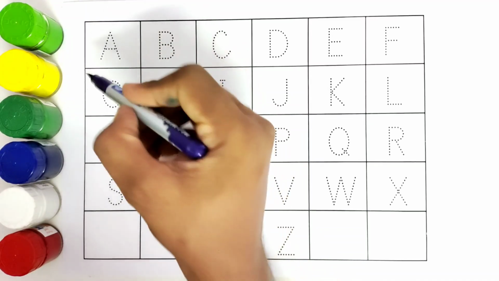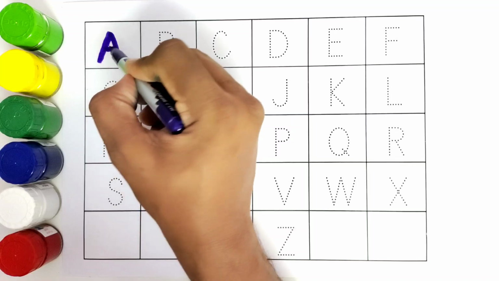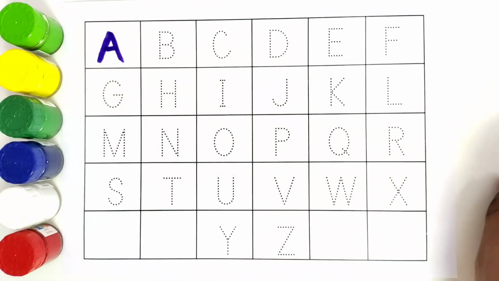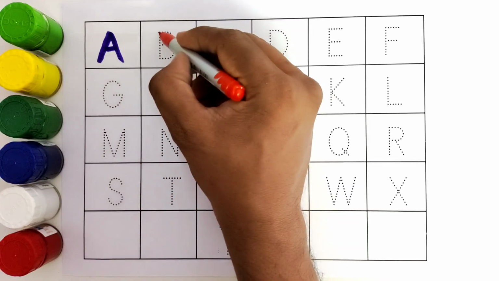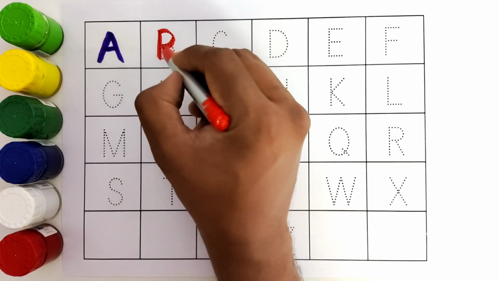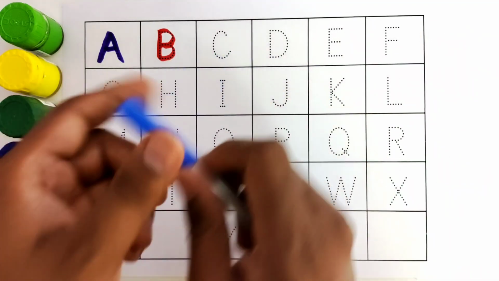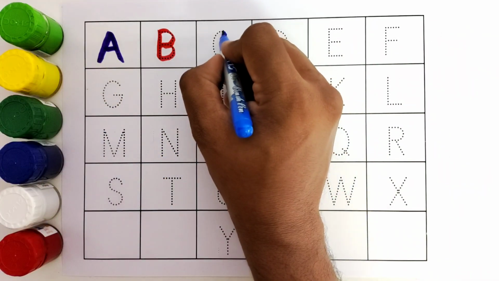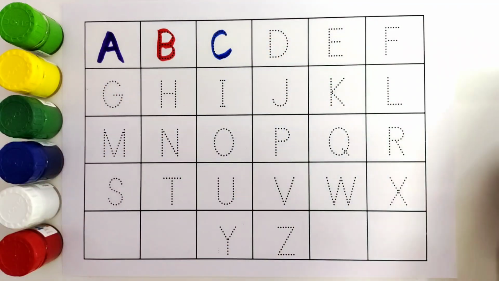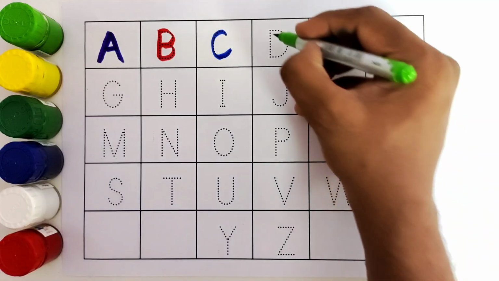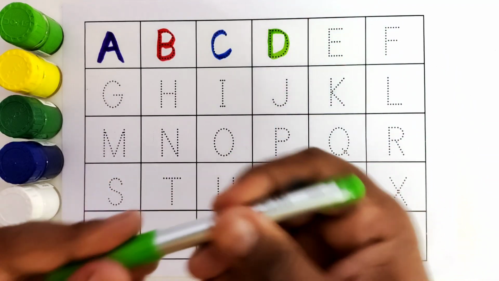This is A. A for apple. B. B for ball. C. C for cat. D for dog.